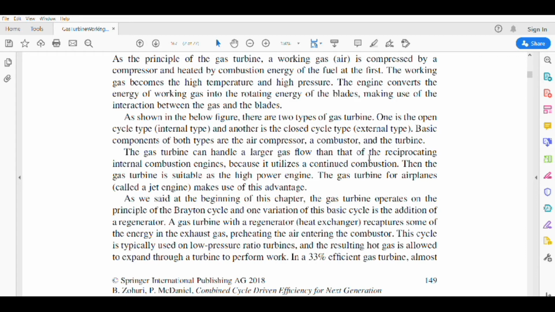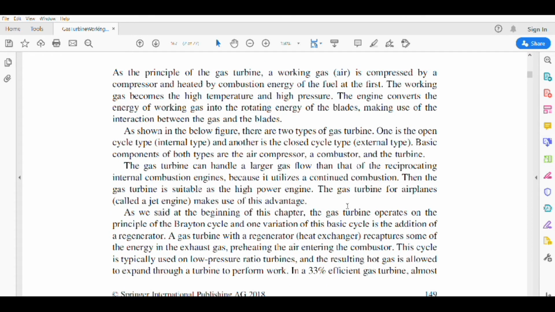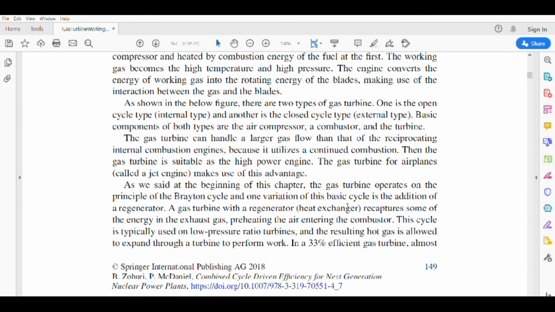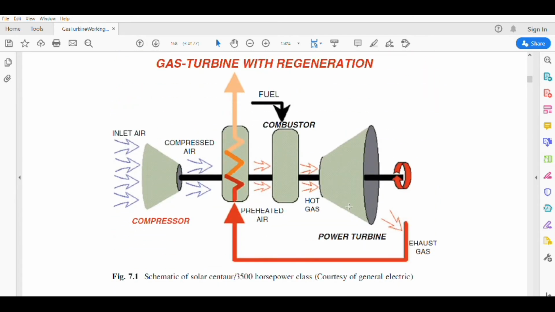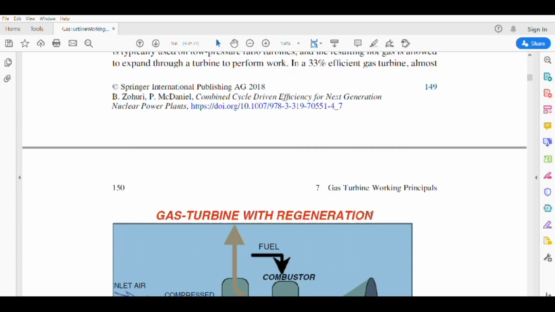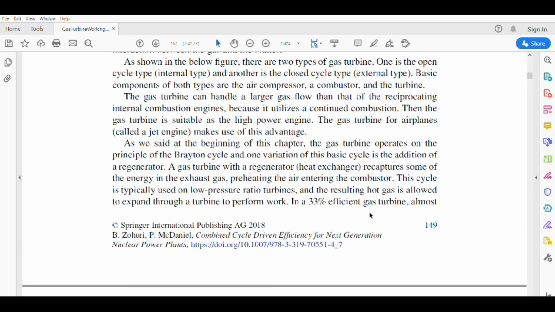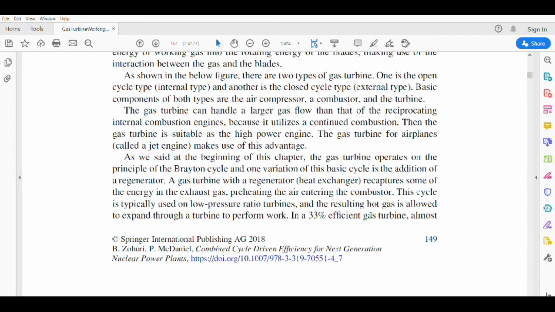As shown in the below figure, there are two types of gas turbine. One is the open cycle, internal type, and the other is the closed cycle, external type. The basic components of both types are the air compressor, a combustor, and the turbine. These are the basic components in each and every kind of gas turbine.